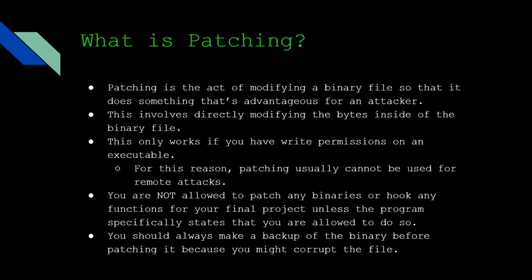So this means that we're going to look at the hexadecimal bytes, and maybe we change the value of a variable, or we change an assembly instruction, or we just do something that makes the binary act differently so that it's advantageous for us. Note that since we are writing into the executable itself, you need to have write permissions in order to patch a binary.